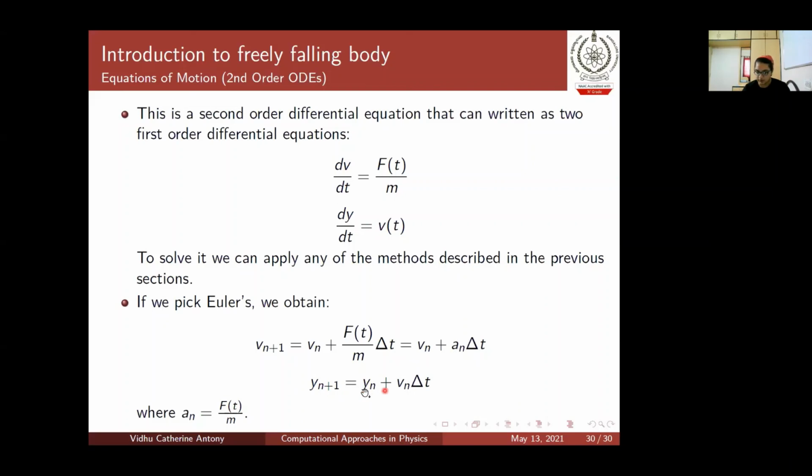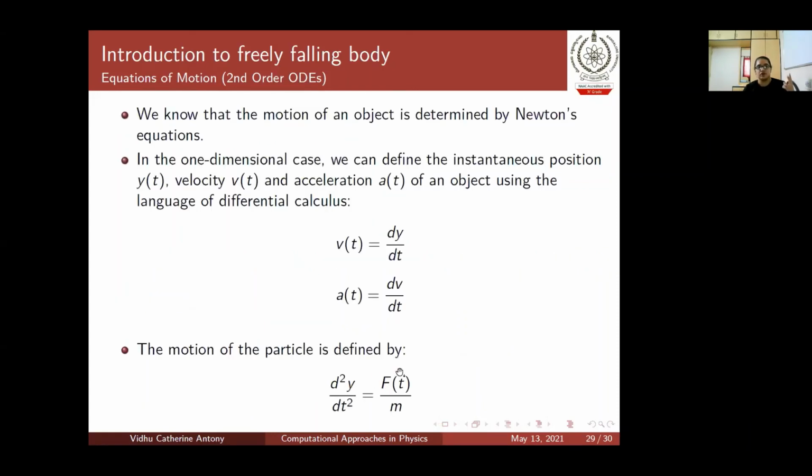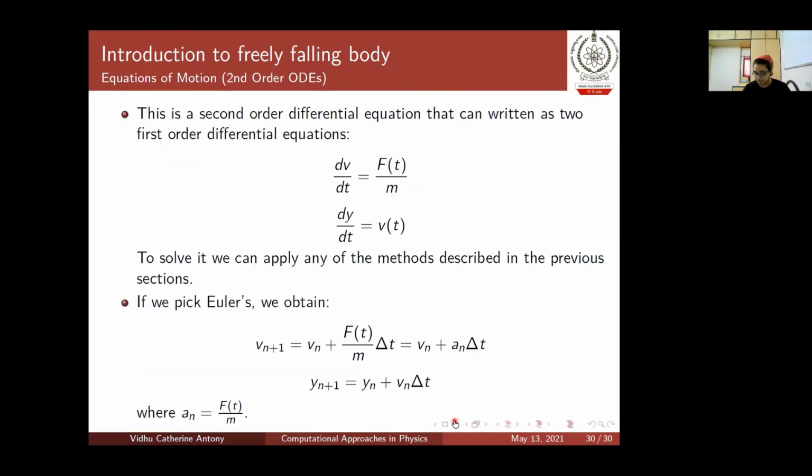So next, what do we have? We're going to look at the trajectory. We have to look at the velocity, and we have to look at the trajectory. So you have y of n plus 1 is equal to y of n plus v of n delta t, where a of n is equal to f of t divided by m. You just have to substitute this in the first equation. So you got your velocity, you got your trajectory. And how did you get that? You split the second order differential equation that you had before into two first order differential equations. So then you were able to use Euler's method more efficiently.